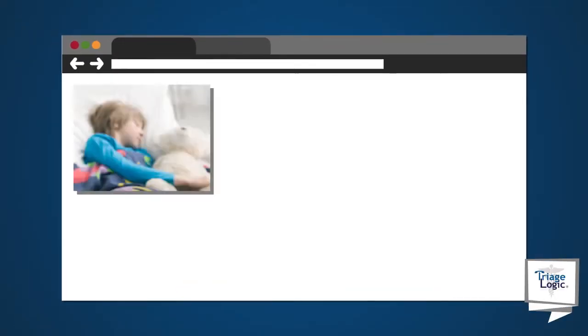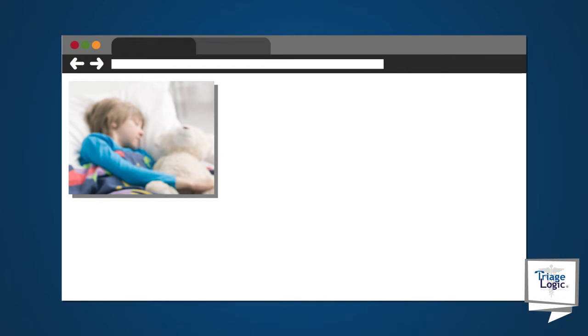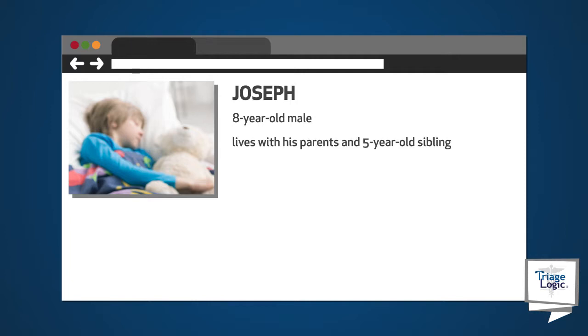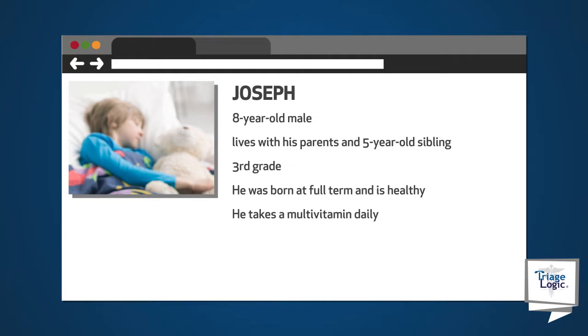Let me introduce you to your patient and tell you a little bit about him. Meet Joseph. He's 8 years old. Joseph lives with his parents and 5-year-old sibling and is in the 3rd grade. He was born full term and is a healthy child. His only medication is a multivitamin he takes every morning. His developmental history is normal. He does have an allergy to amoxicillin, which results in an itchy rash.